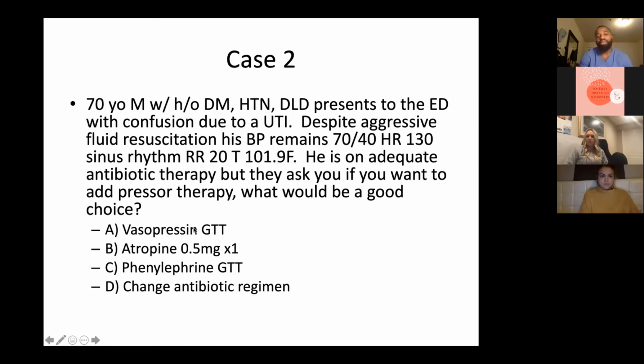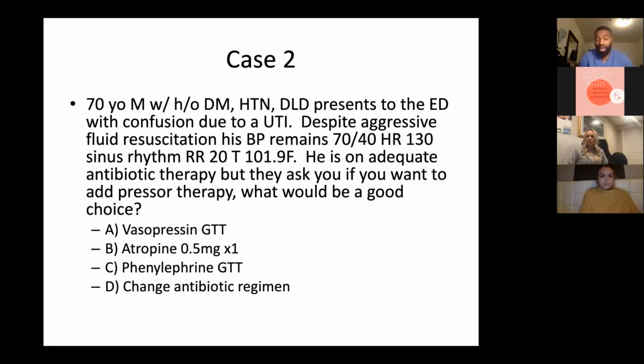And this is an augmenter, right? If you want to add pressor therapy, phenylephrine will be really good in this particular case, as opposed to the vasopressin. Because we said before that you want to add vasopressin.